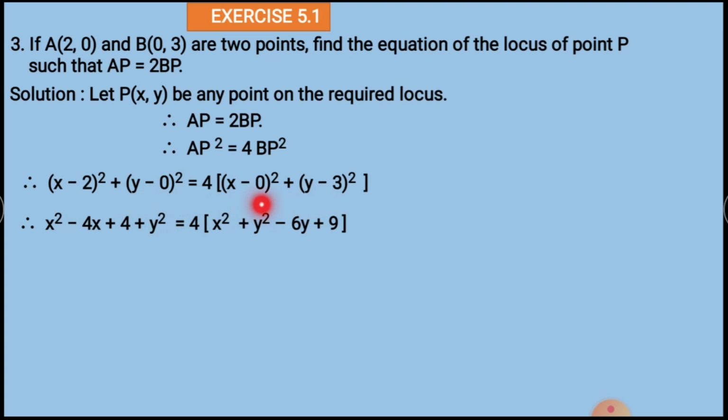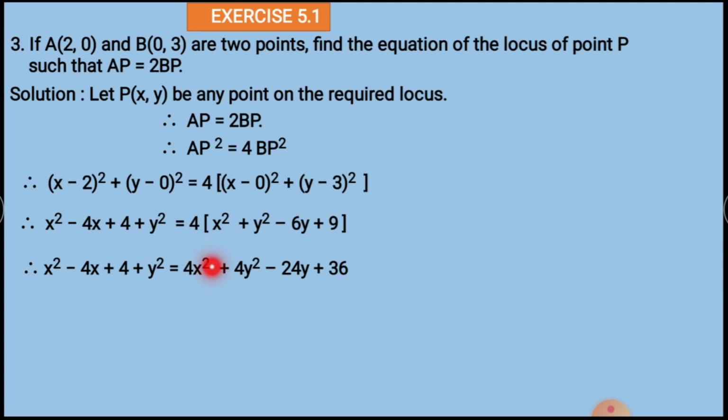Then in bracket x minus 0 we write x, so we write here x square. Then y minus 3 we simplify it, so y square minus 6y plus 9. Now multiply each term by 4 to the right hand side. So we multiply each term.